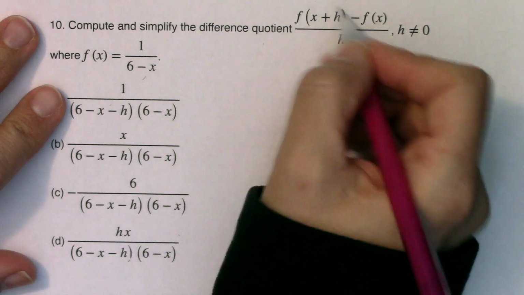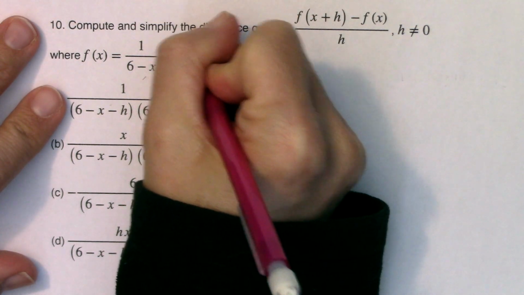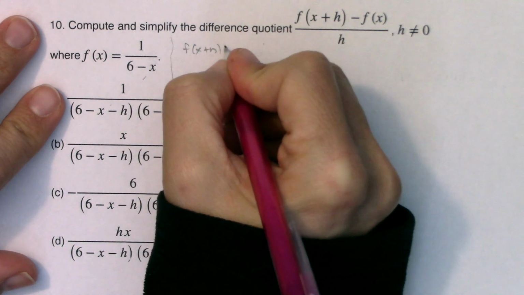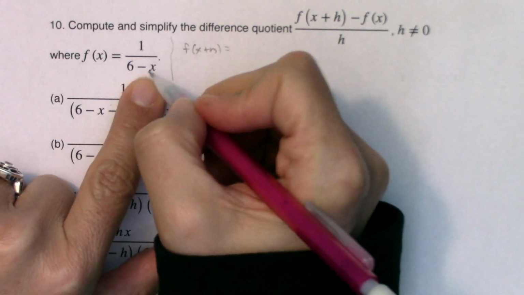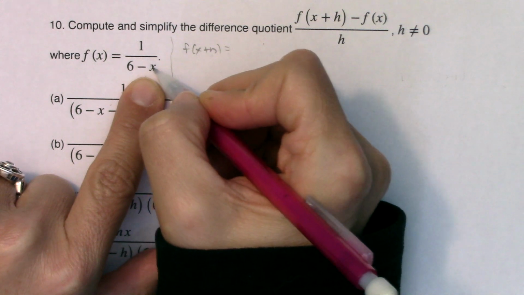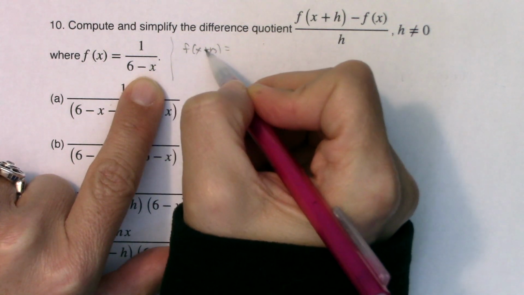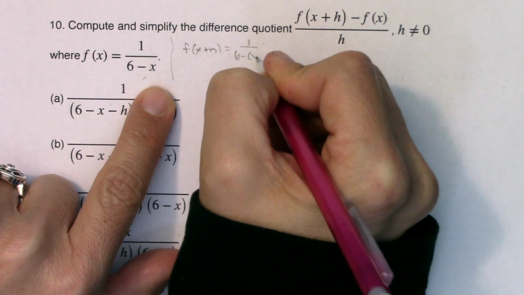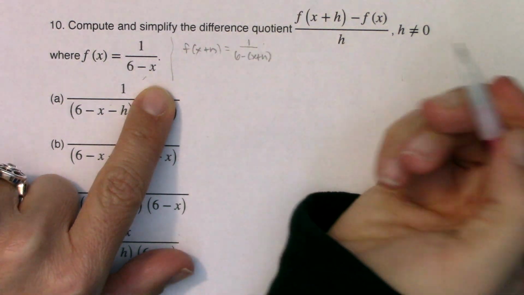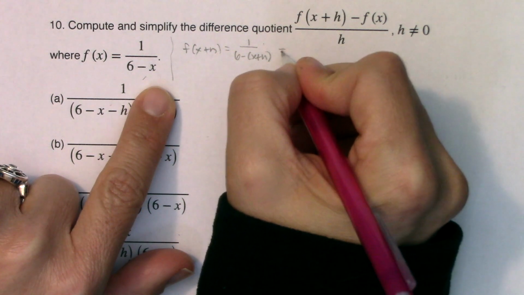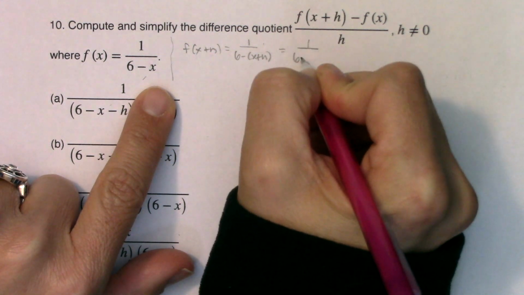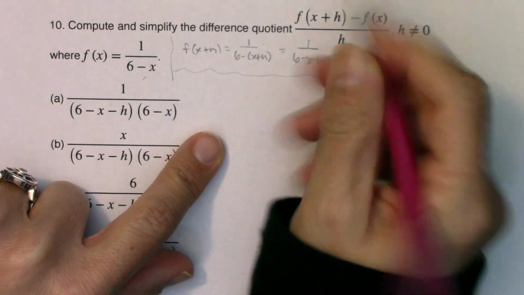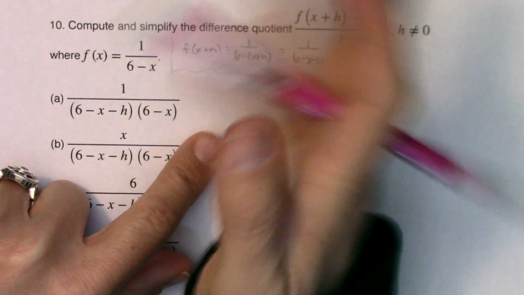So let me start by finding f of x plus h. We always need f of x plus h whenever you're finding a difference quotient. So instead of writing an x here, I would write an x plus h. But because this is a binomial, I need to protect it with parentheses. So this would be 1 over 6 minus, in parentheses, x plus h. And when I distribute that negative, it's 6 minus x minus h. Okay, so keeping that in mind, let's go find this difference quotient.